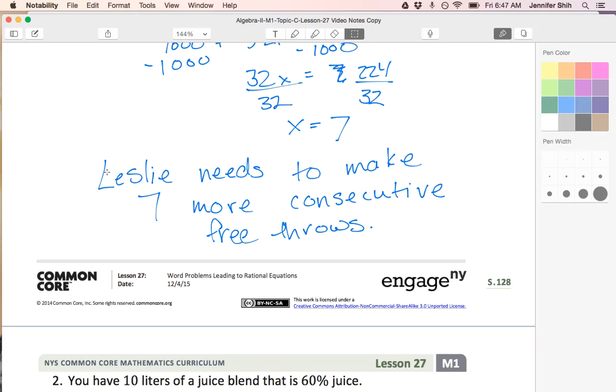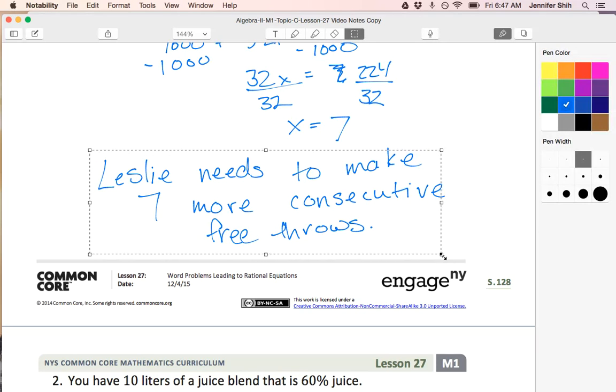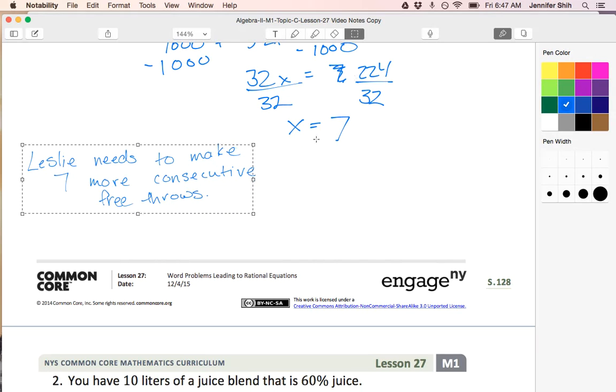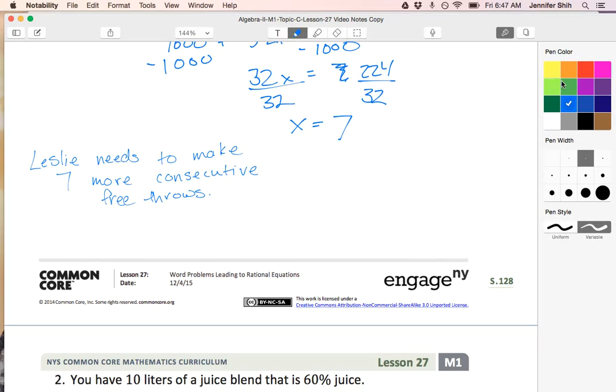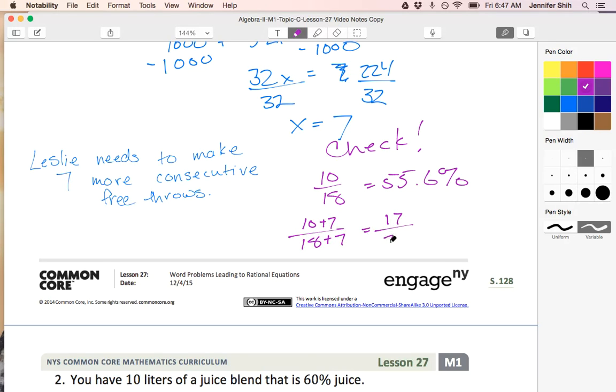Let's check, shall we? So we had 10 over 18, which was 55.6%. Now we have 10 plus 7 over 18 plus 7. So we're going to get 17 over 25. And if you punch that into your calculator, you should get 68%. Good. So our math works out.